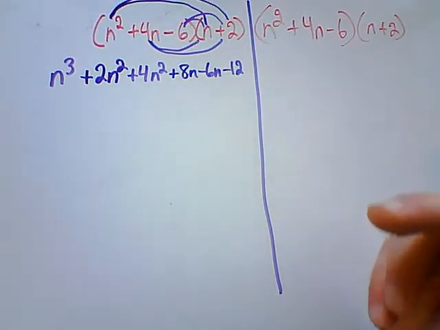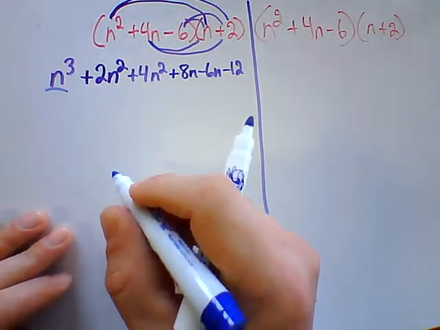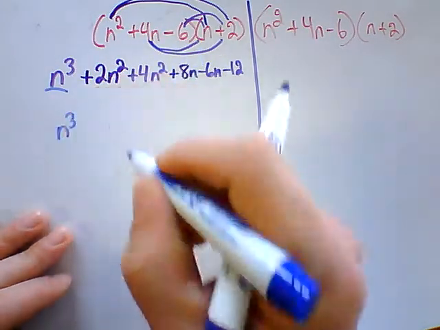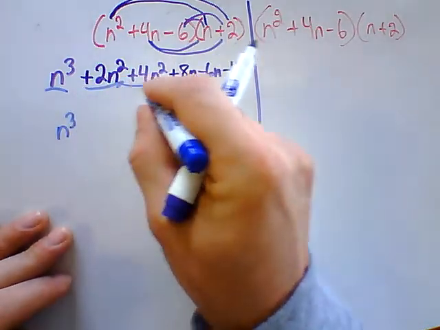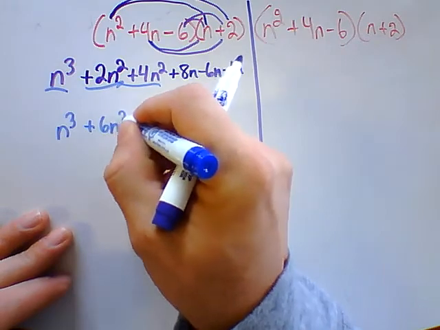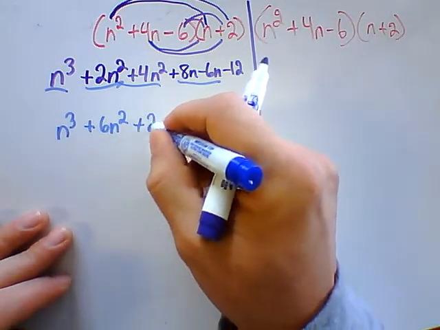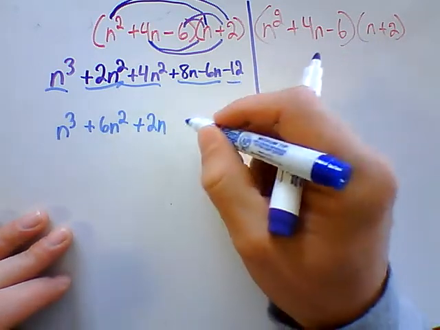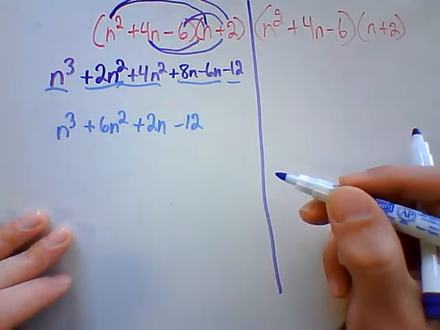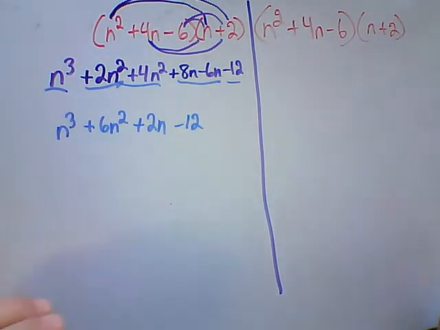Then I get to go search for like terms and add like terms. N cubed is the only n cubed I have. 2n squared and 4n squared, they combine to make 6n squared. 8n minus 6n is just 2n. And minus 12 is left off on the end. And that's it. Now, the other one, stack and multiply.